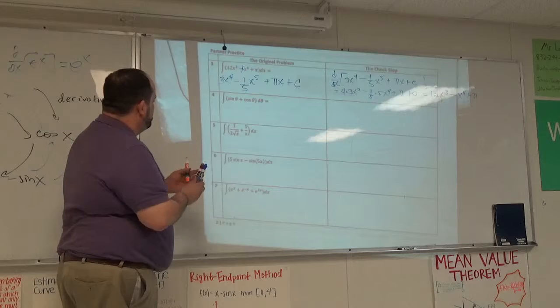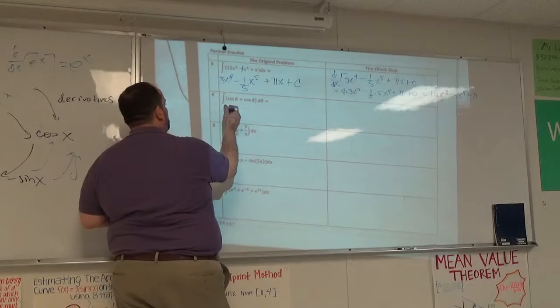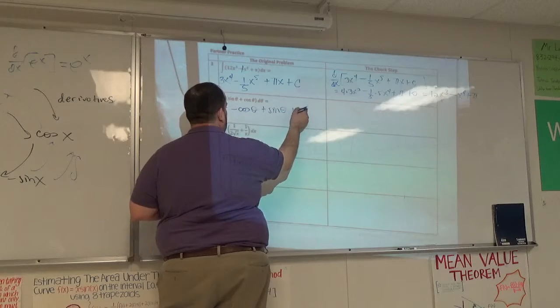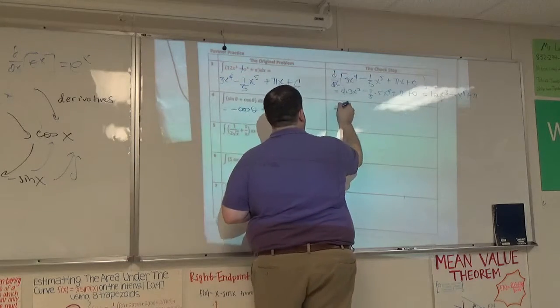Roger, what do you have for number 4 here? Negative cosine theta plus sine theta, plus c. Okay, so let's go over to the check step. Convince me that you're right.